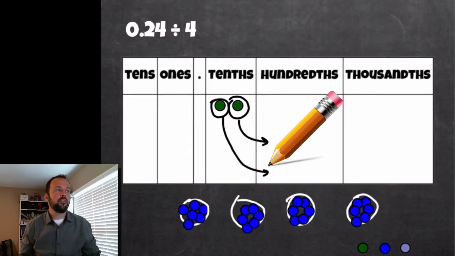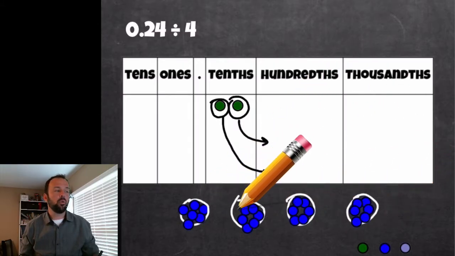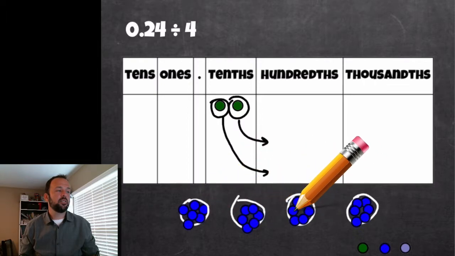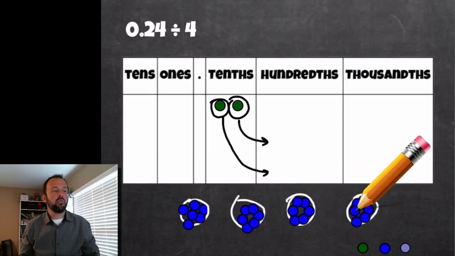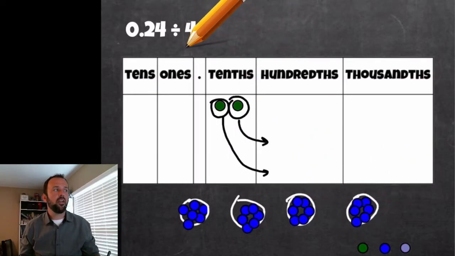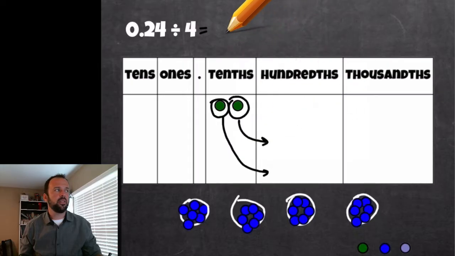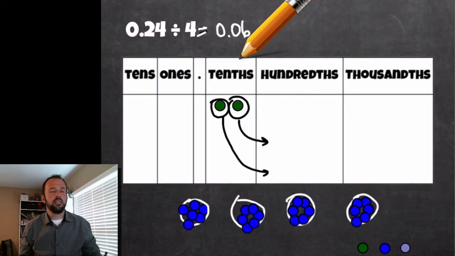All right, so I took my 24 hundredths and I divided it up into 4 equal groups, and that gave me 6 in each group. So that means that each group has 6 hundredths in it. Remember, I took from the hundredths place here. So 24 hundredths divided by 4 would give me 6 hundredths, okay? Easy enough.